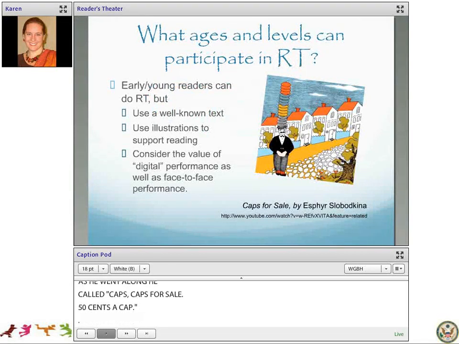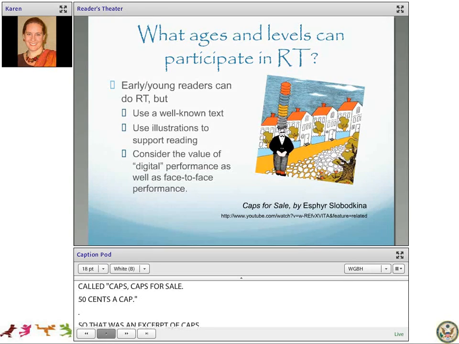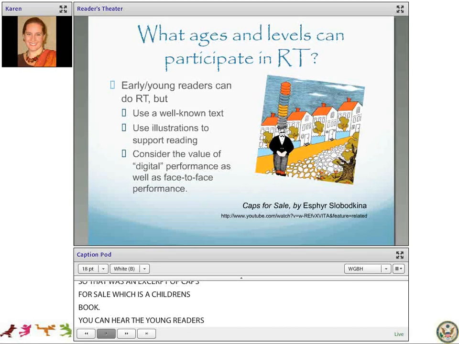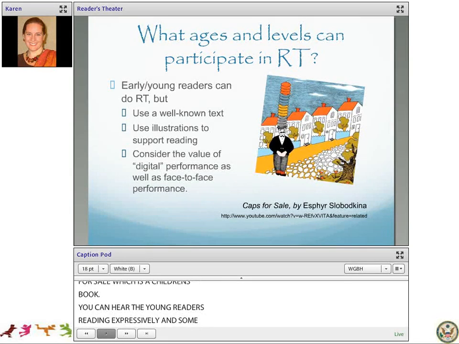So that was an excerpt from Caps for Sale, which is a children's book. And you could hear the young readers reading expressively, and some sounded more like they were still in the earlier read aloud phase, looking at the words closely, and others had moved into a very expressive kind of reading, each learner on his or her own place in the path toward a greater reader fluency.